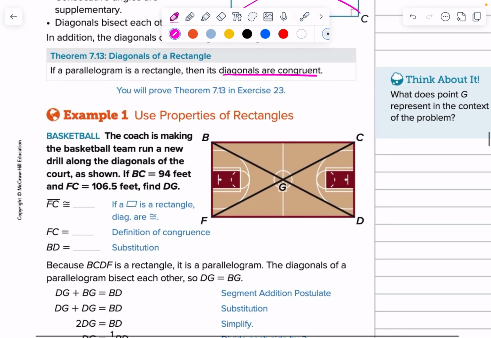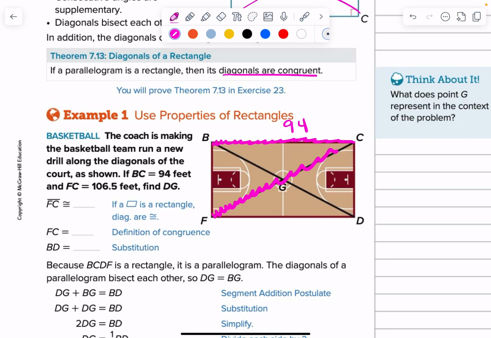All right, so using properties of rectangles, it says the coach is making the basketball team run a new drill along the diagonals of a court as shown. It says if BC is this guy right here, and that is 94, and FC, which is this guy right here, that is 106.5. Find DG.